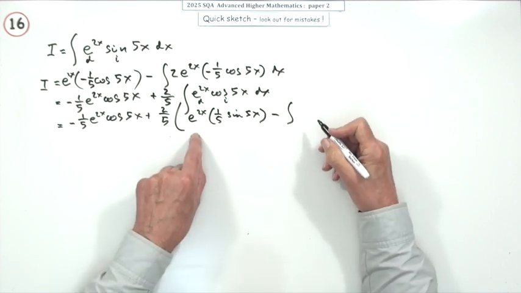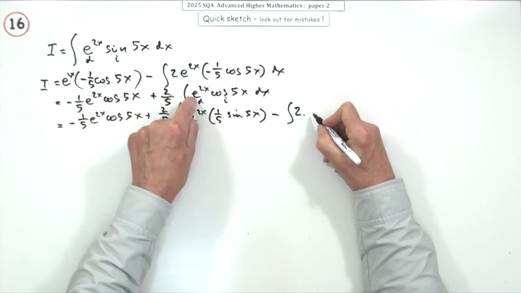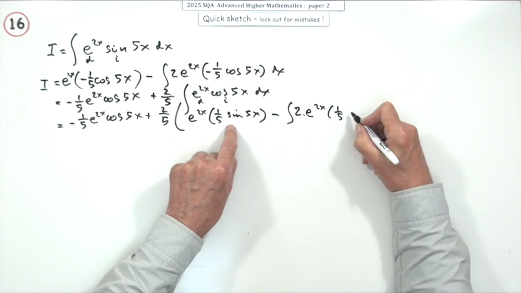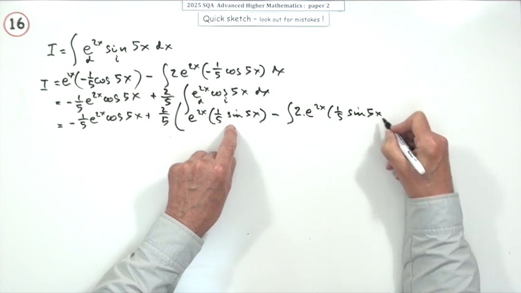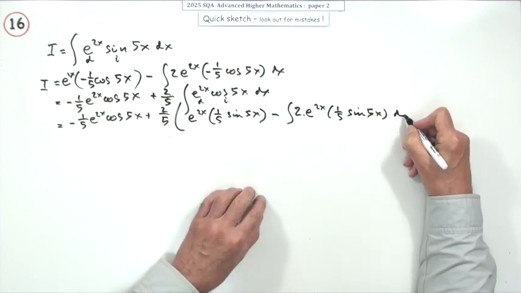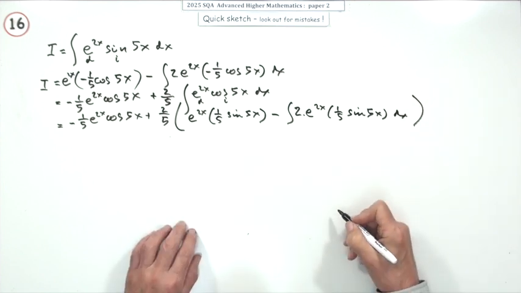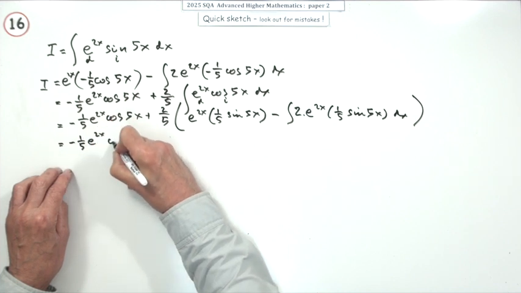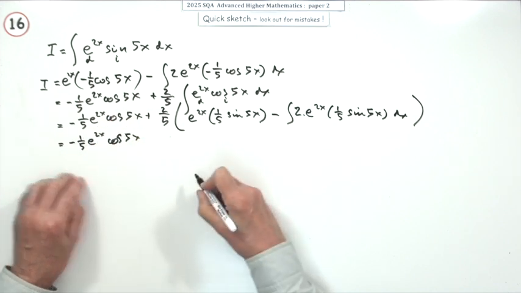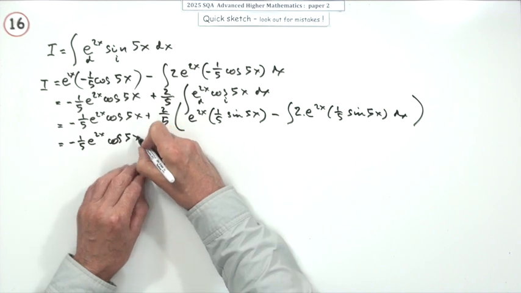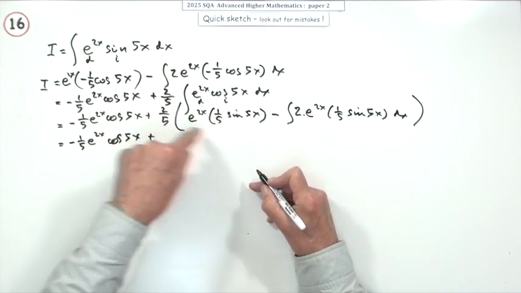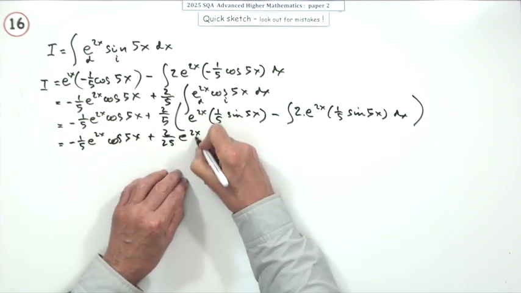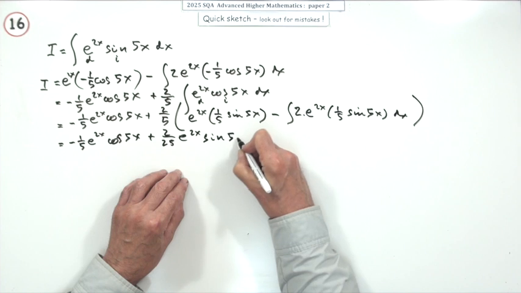minus, now the integral of, differentiate that one. It takes its turn. 2e to the 2x and leave whatever its result was alone, a fifth of sine 5x dx. I'll just type that lot up. e to the 2x cos 5x. Now tidy this bit up because this has also been done. So that's going to be 2/25 of e to the 2x sine 5x.